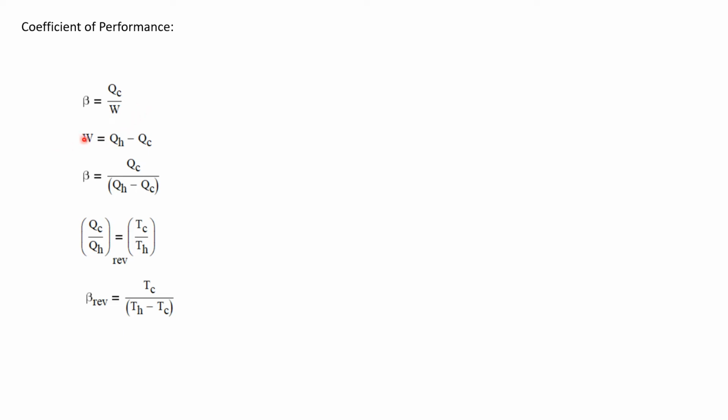Now, an energy balance of this cycle yields that the work is just QH minus QC. So let's substitute for work, and we'll get beta is now QC over QH minus QC. Now, we know for a reversible process only, QC over QH is TC over TH. And so we can substitute in this Carnot cycle that beta for this reversible cycle is TC over TH minus TC.